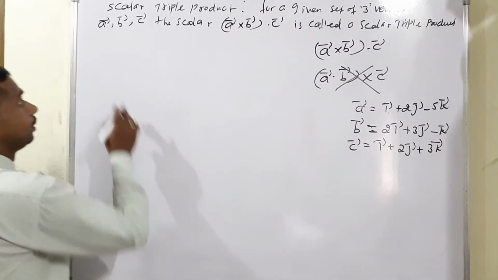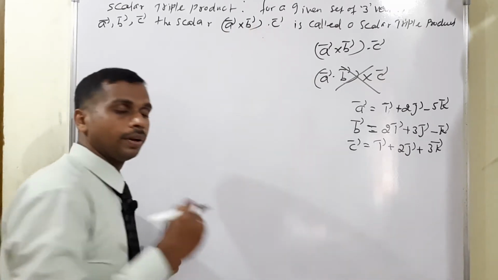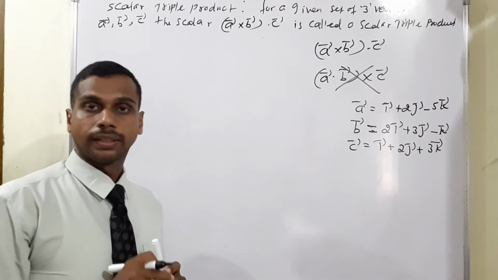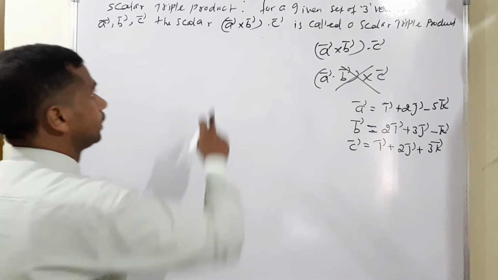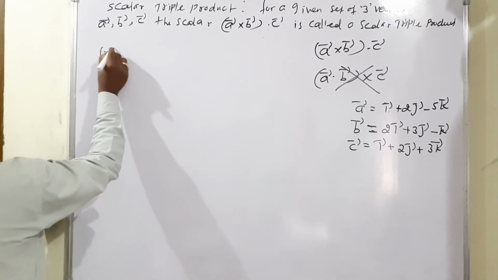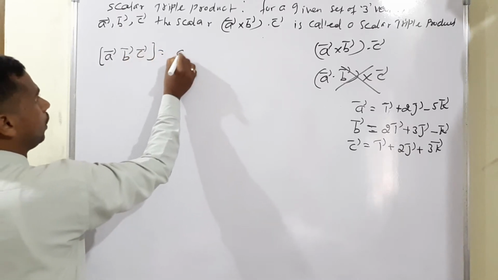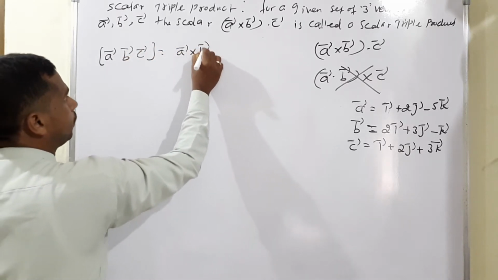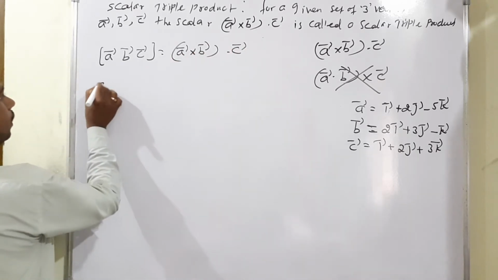I will prove it. What is the main condition? We have three different vectors in the product, and we have the result as a scalar. Then only we can say scalar triple product. Example, the solution: the box product a vector, b vector, c vector is equal to a vector cross b vector dot c vector. First I will consider a vector cross b vector.